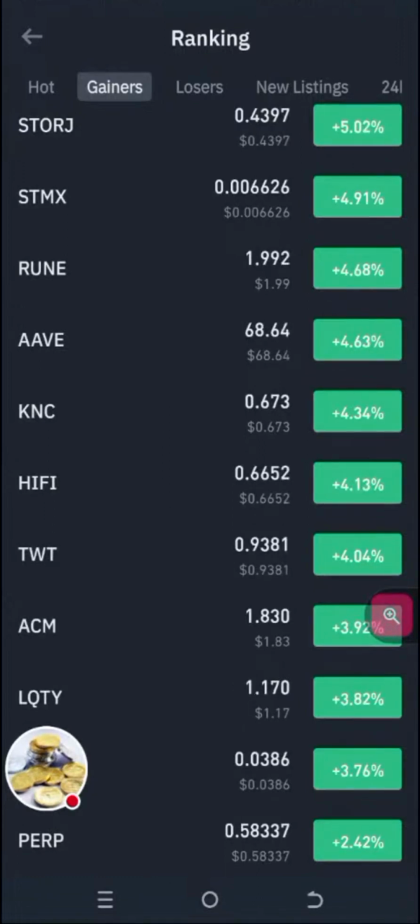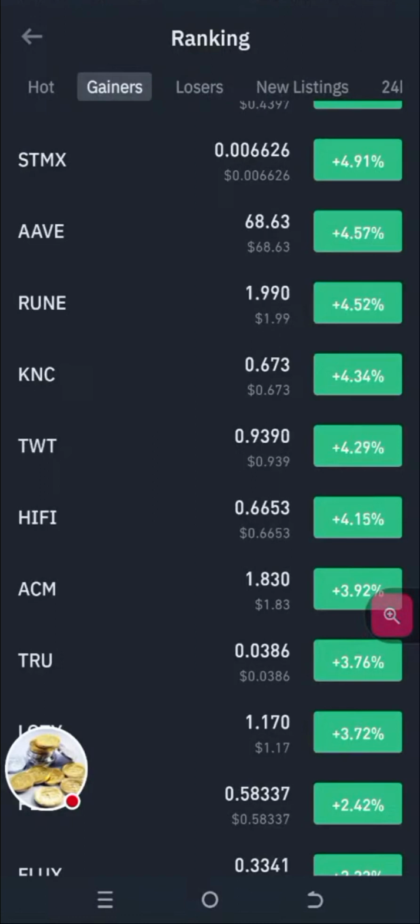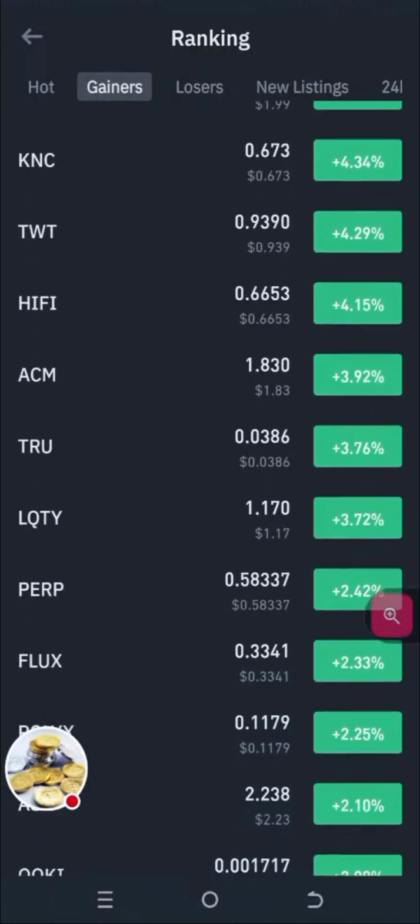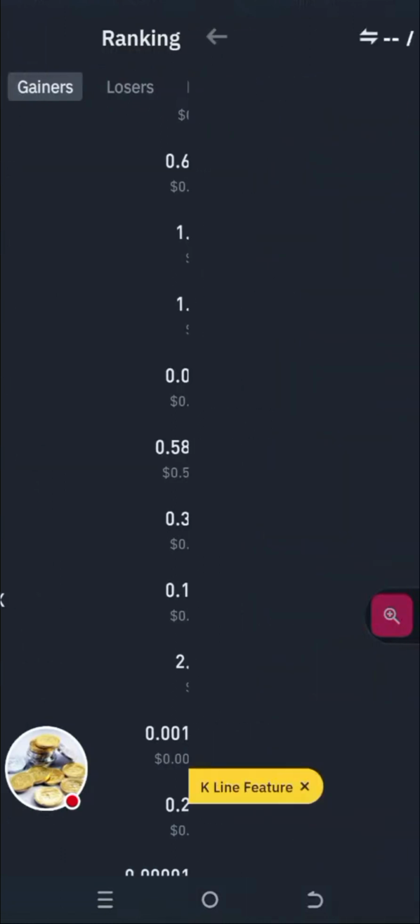So I'm looking at this one. Aave looks good, but it's $68. No, wait, I'm not doing that. That's 67 cents. Oh my God, what are we doing? I'm looking for, okay, let's look at this TRU. TRU has a change of 3.7%. Would I go with this?